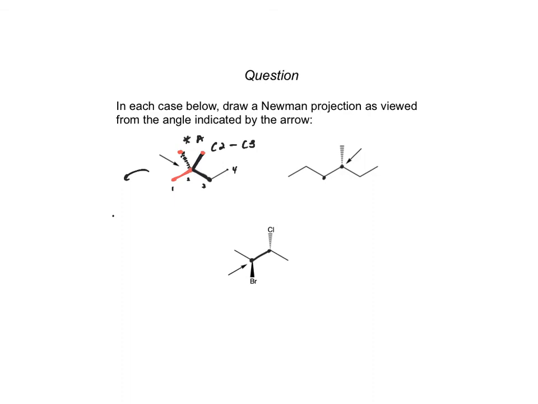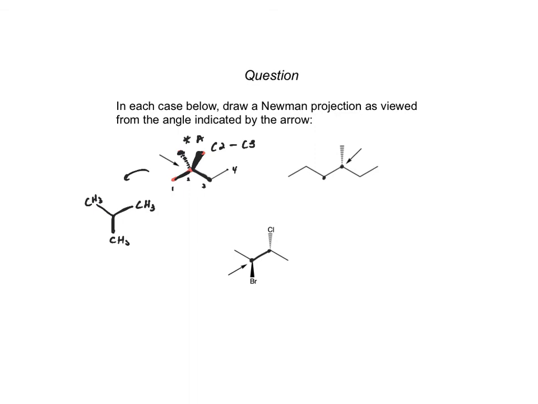So if I drew this in my Newman projection, the thing that's coming down is this guy, and I'll go ahead and say CH3. The thing that is pointing up and to the right is this guy, and I'll draw that as CH3. And then the thing that is pointing up and to the left is this guy, and I'll draw that as a CH3.